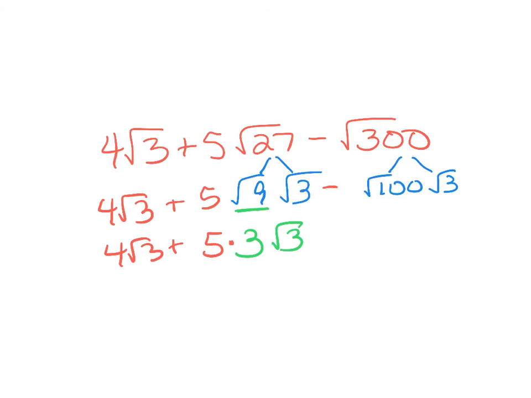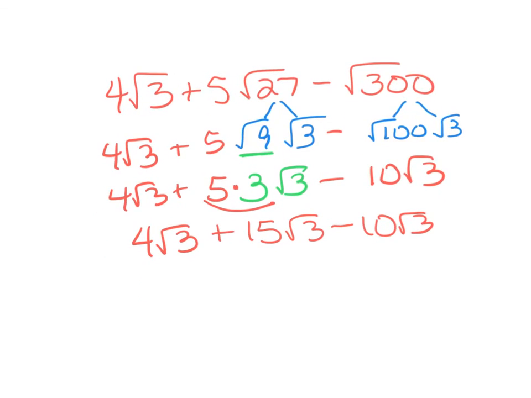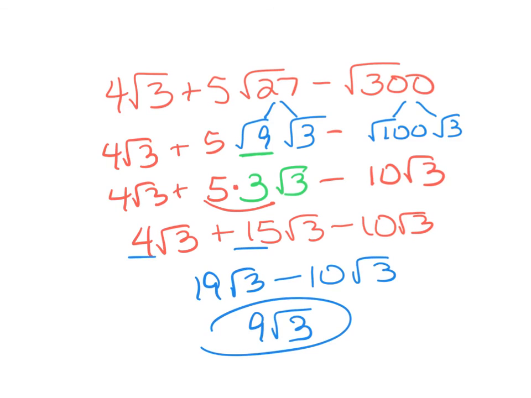Rewrite this, square root the 100, multiply this, and now combine all of my coefficients. So I'm going to add 4 plus 15, I get 19 root 3, rewrite that, and now just show that 19 minus 10 is 9, square root 3. So these are just a few extra examples to help you maybe practice a little bit more.